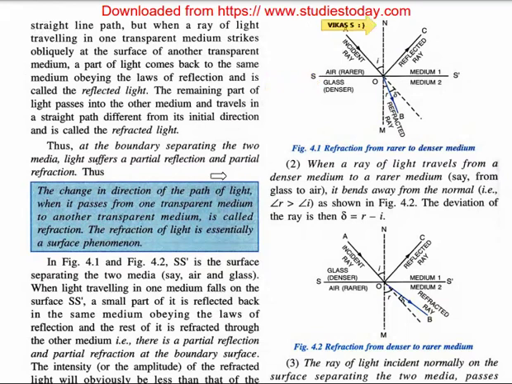So here is the normal, here is the angle of incidence. So this is the angle of incidence, and when the incident ray passes from here, it goes into this medium of glass block or something, and this is a refracted ray. The angle between the normal and the refracted ray is the angle of refraction, this part.